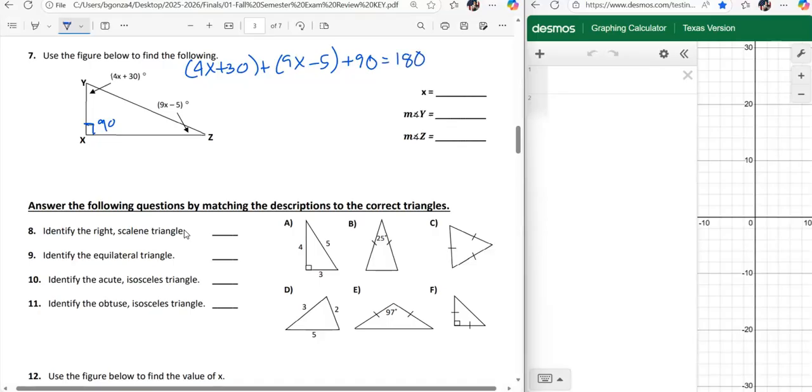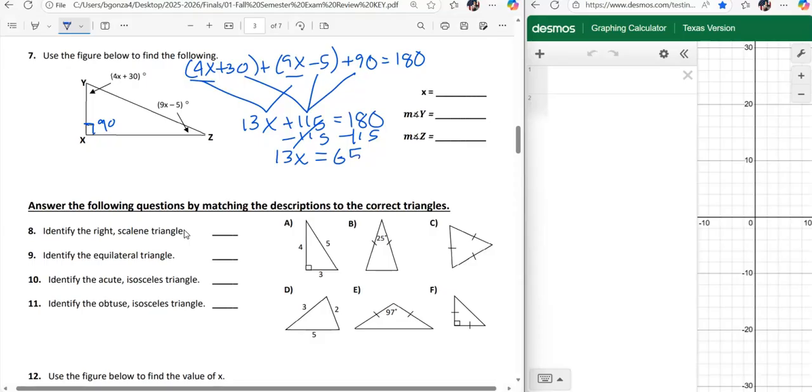Let's add up all these x's. 4x plus 9x is 13x. 30 minus 5 is 25. Plus 90 is 115. That equals 180. Get rid of this loner, minus 115. And you get 65. And then divided by 13, x equals 5. Cool. Now it asks us for angle y and angle z, which are both expressions.